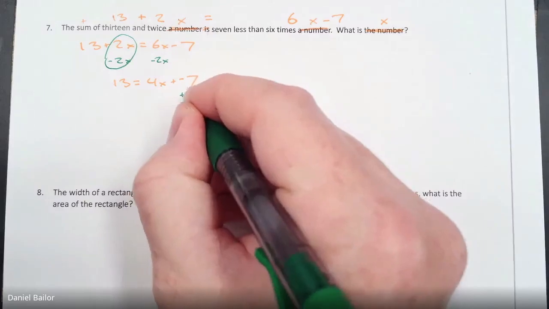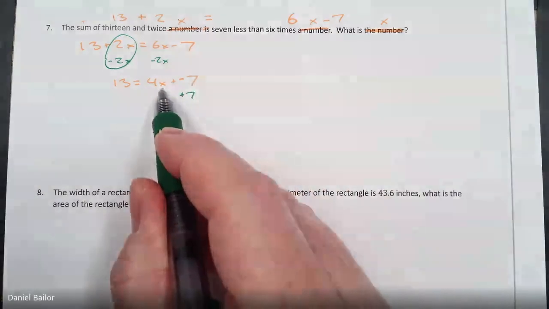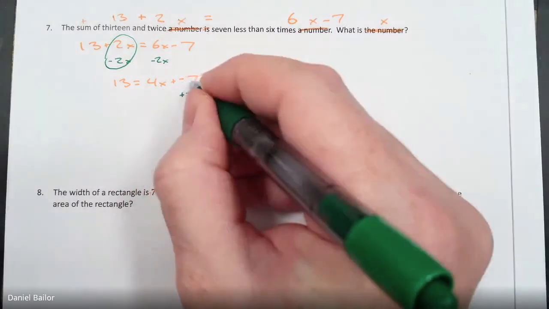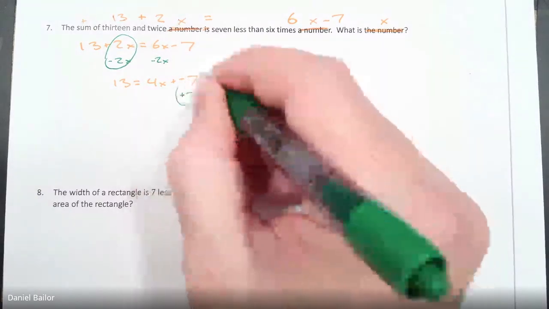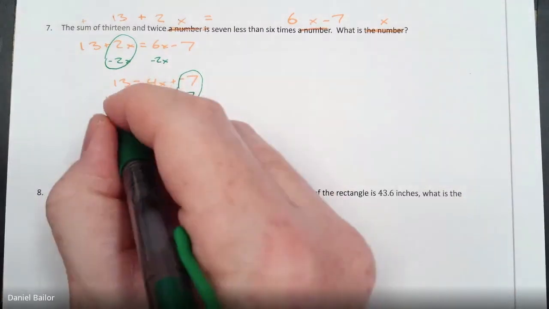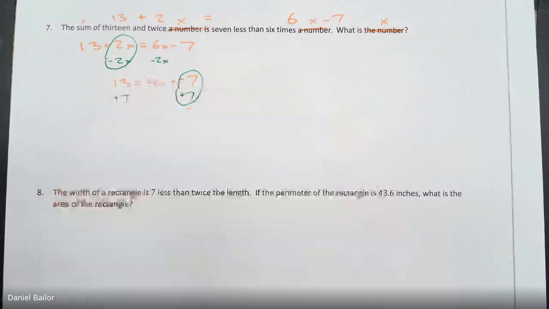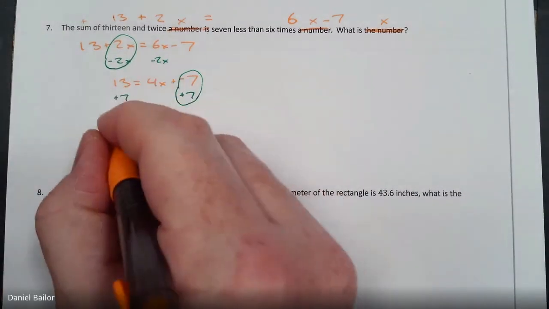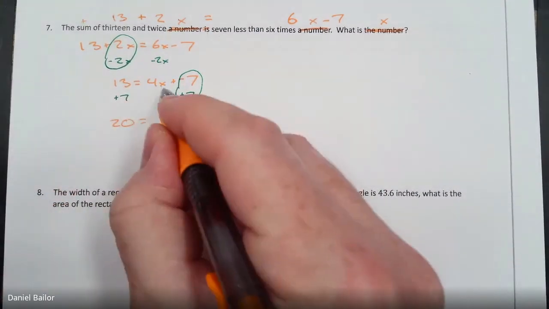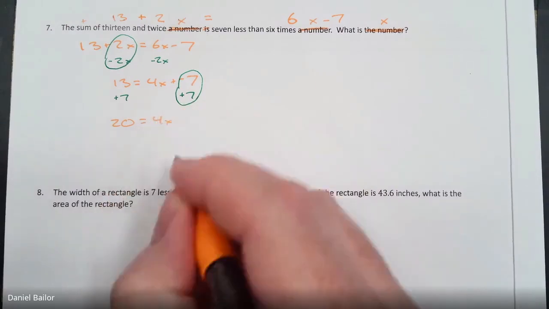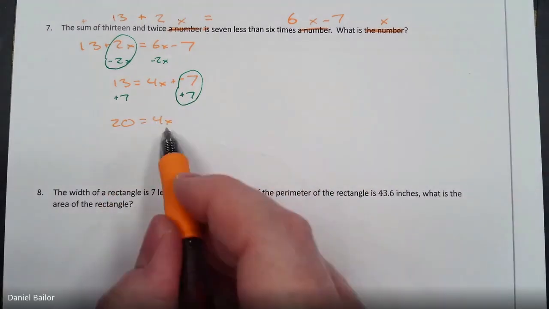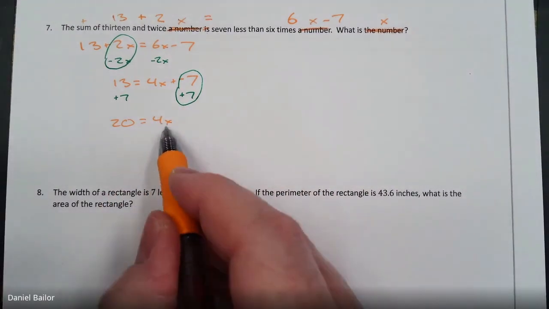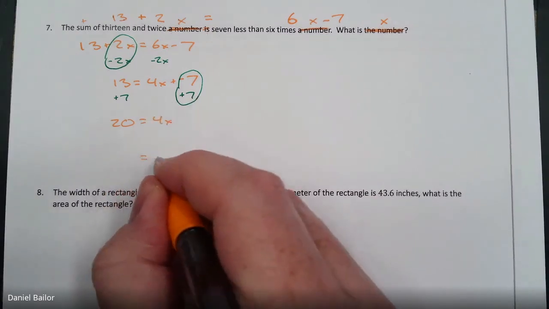Now I'm going to use the addition property of equality to get the x term isolated. So negative 7 plus 7 is 0. The addition property of equality tells me I have to do plus 7 on that side also. 13 plus 7 is 20, and the 4x plus 0 is just 4x. Now I isolated the x term. Now I just need to isolate my x variable.